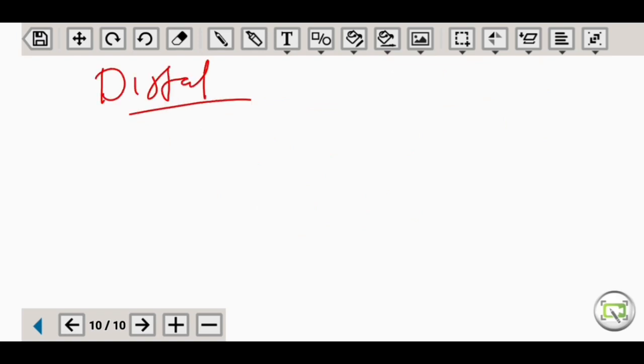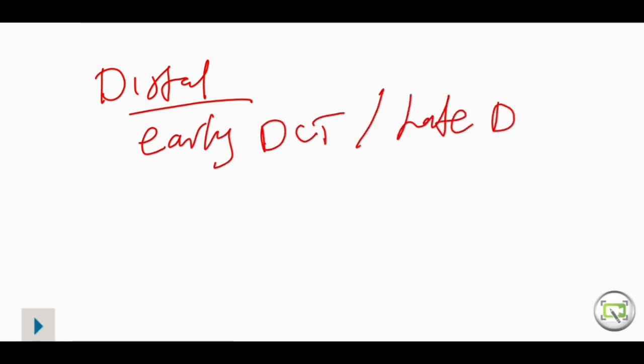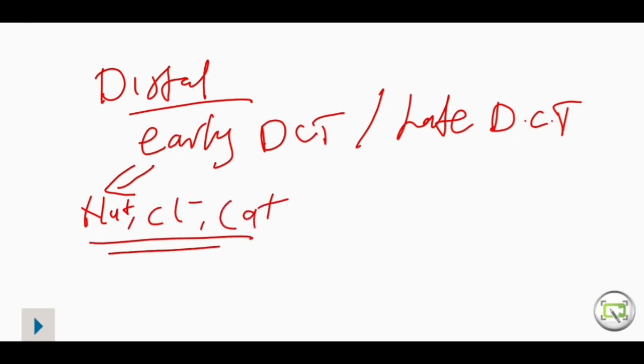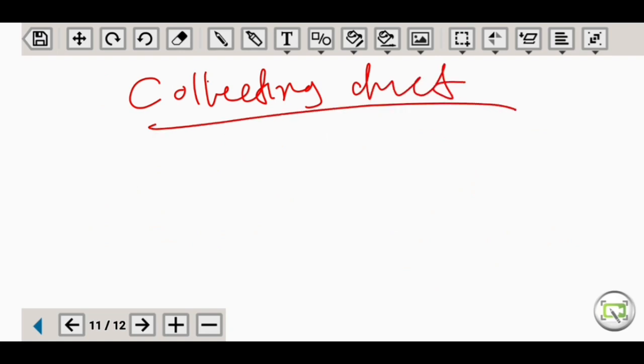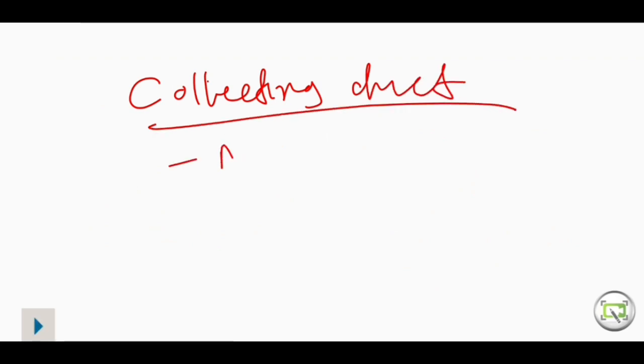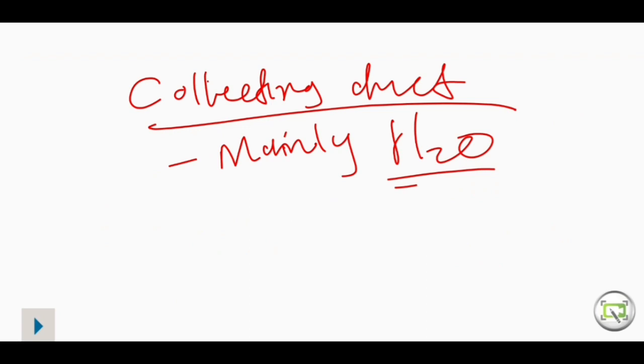The next is the distal convoluted tubule, which has the early and the late distal convoluted tubule. The early distal convoluted tubule is responsible for reabsorbing calcium, potassium, and chloride, but it is impermeable to water. The late distal tubule is responsible for sodium reabsorption and potassium excretion. It is permeable to water. It can also reabsorb water. The last is the collecting duct, which is responsible for water reabsorption and also maintains acid-base balance.